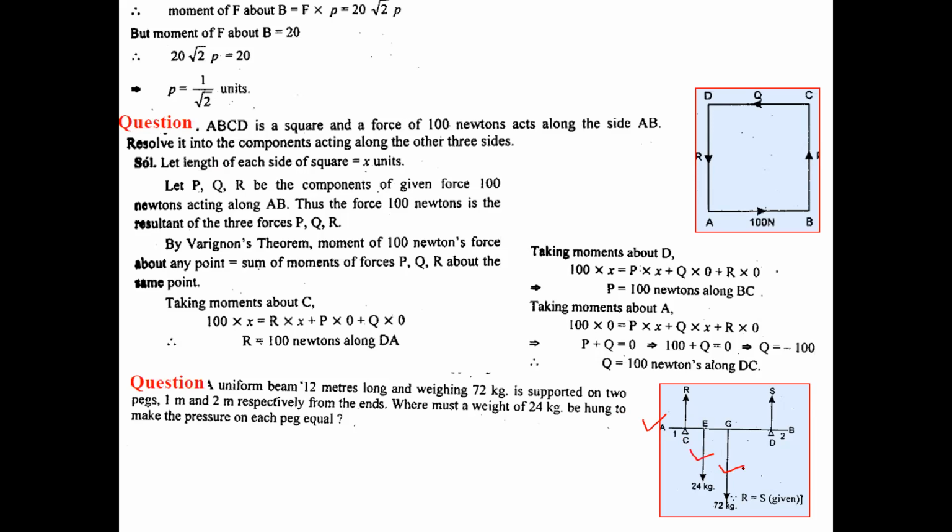We have four forces: 24, 72, R and S. And because all the distances are known from A, this is another reason why we are calculating the moments about A. This distance is 1 meter, and if we want to find A to D, we shall subtract 2 from 12. The A to D distance is 10.